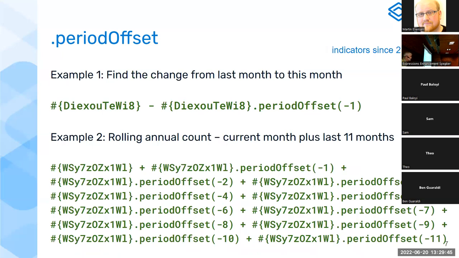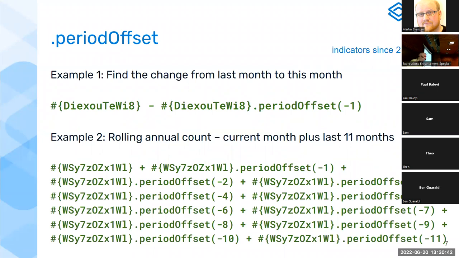Period offset. This is in the first example that Scott gave. A very simple thing is you can compare the current value with last month's or last week's, whatever period you've chosen for the data. You can use period offset if you're doing stock levels: last month's starting value plus whatever you restocked, minus whatever you lost, minus whatever you used, to compute this month's starting stock level. And again, in the example that Scott showed, you can get a rolling annual count by taking this month's value plus last month's value, and so on, up to 11 months in the past. That's the actual formula on the slide that Scott showed.